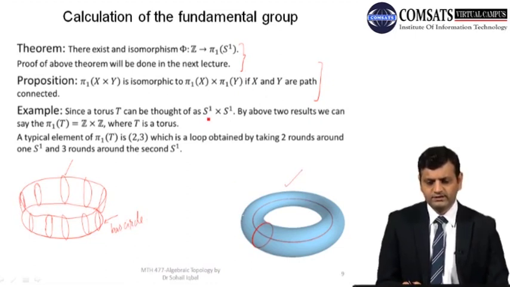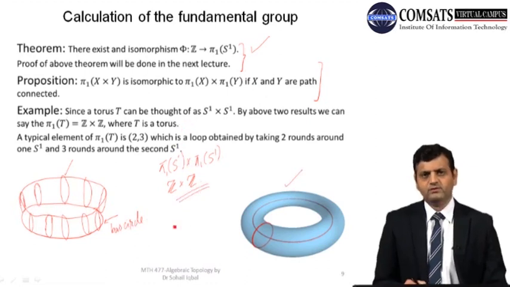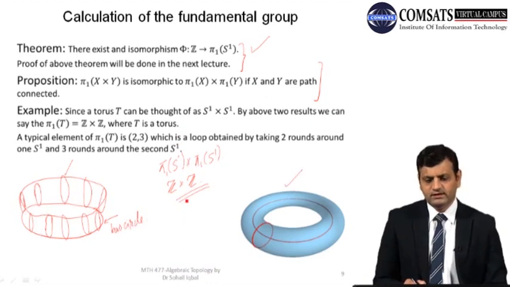So we can say that a torus is S1 cross S1. If I want to calculate the fundamental group, by this proposition this must be equal to pi 1 of S1 cross pi 1 of S1. And from this theorem, pi 1 of S1 is Z, so we can say that the fundamental group of the torus is Z cross Z. If you remember from our first lecture, this Z cross Z is basically a free abelian group.